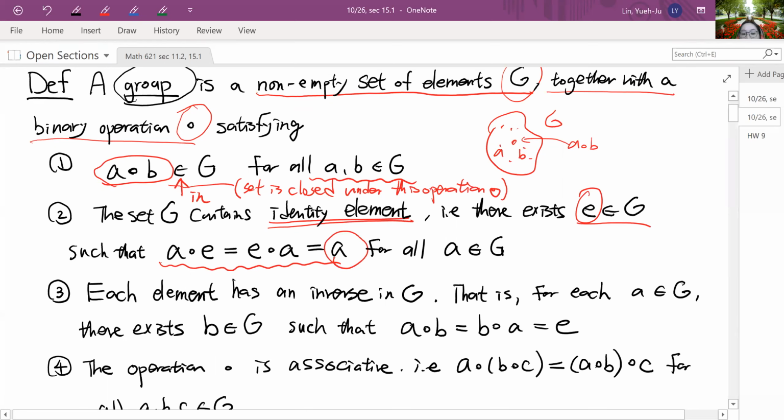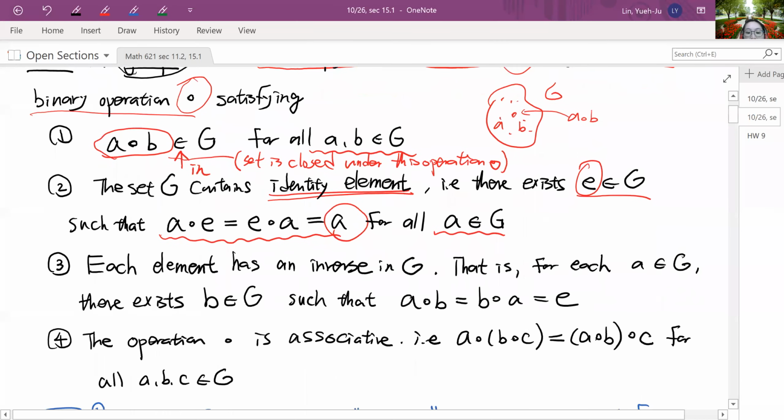So you can imagine if this circle operation is addition, then your identity should be 0, right? The 0 element. If you think about real numbers and your operation is addition, then the identity element will be 0. And this equation should hold for any element A in G. Okay, so that's essentially that you need to have an identity element in your set.